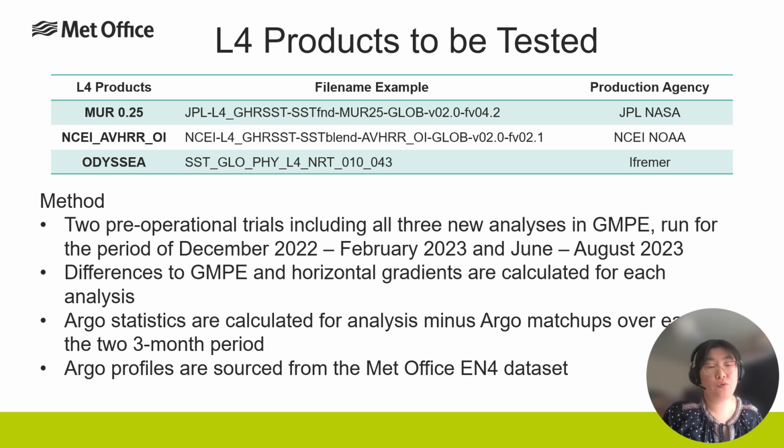run for 2 3-month periods, from December 2022 to February 2023, and from June to August 2023. The results will be analyzed in the typical way for monitoring GMPE, which is to look into the anomaly to GMPE medium and the horizontal gradients, as well as Argo statistics. The Argo profiles are sourced from the Met Office EN4 analyses.